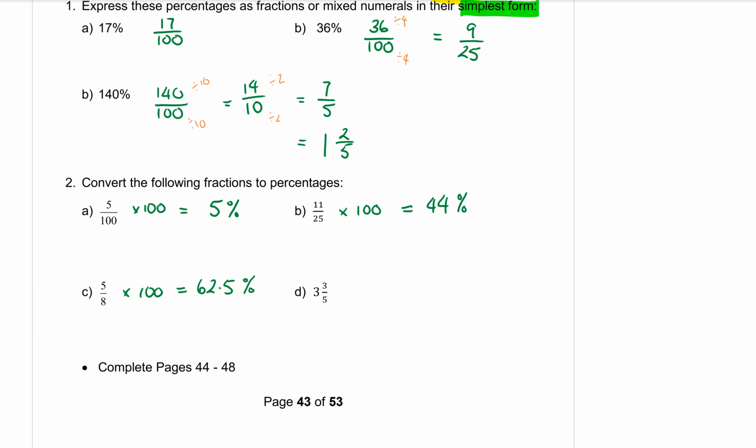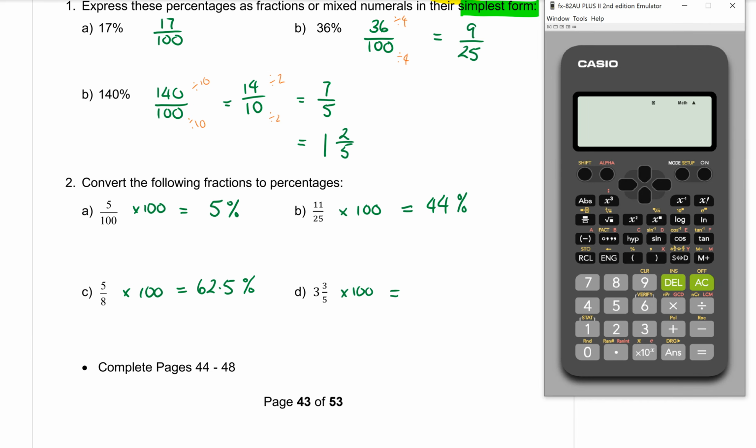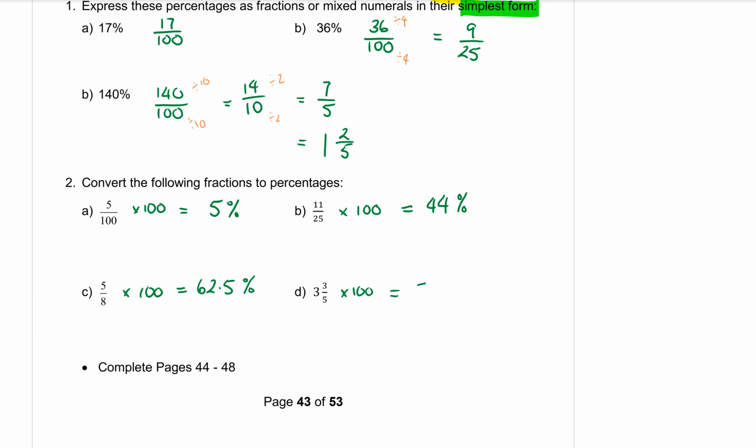The last one, 3 3/5. I want to times that by 100 to make it a percentage. Remember to type in a mixed numeral, you need the 3 boxes. So you press shift and your fraction button to bring up the 3 boxes first. 3 out the front, use your cross arrow, 3 on the top, 5 on the bottom, a cross arrow again, times by 100. And that makes 360%. Any questions with that? No?